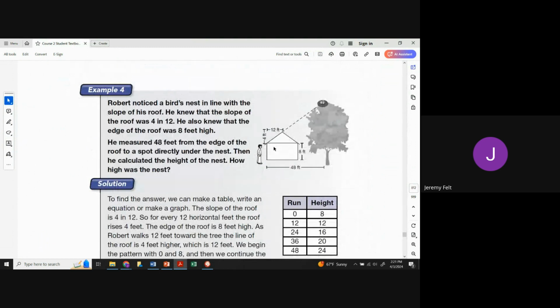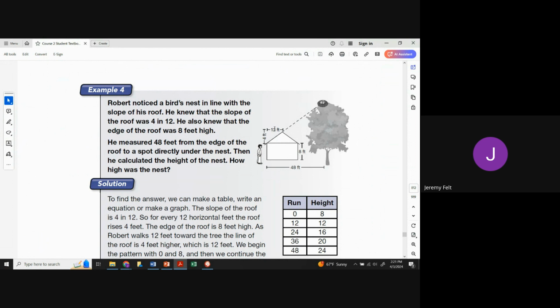Robert noticed a bird's nest in line with the slope of the roof. I'm just trying to look at this. I was thinking this house is either really small or this person is really tall. He knew that the slope of the roof was 4 and 12. So they usually calculate or express slopes of a roof like 4/12.